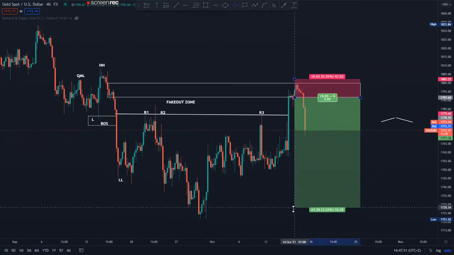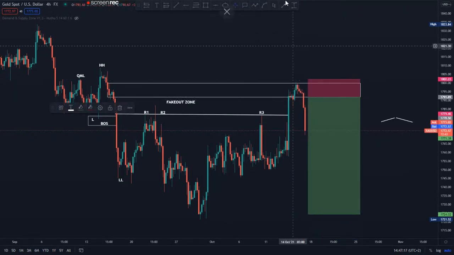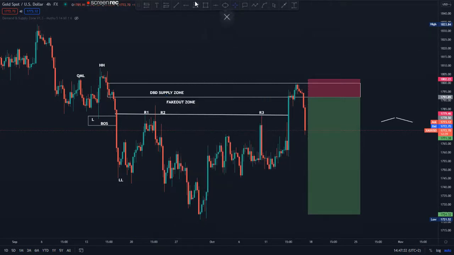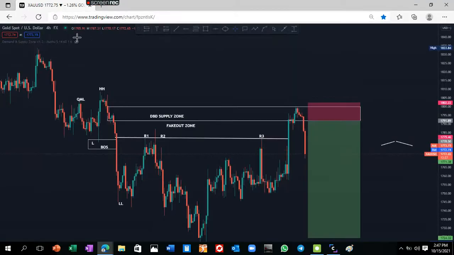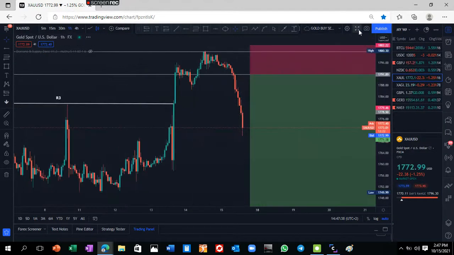So my target is somewhere at this level. Let me just shortly go to the lower time frame, and yeah, so this is a drop base drop supply zone. That was what triggered me to enter this trade, because it was at my supply zone, a fresh supply zone. Let me go to my hourly chart and see what is happening there.